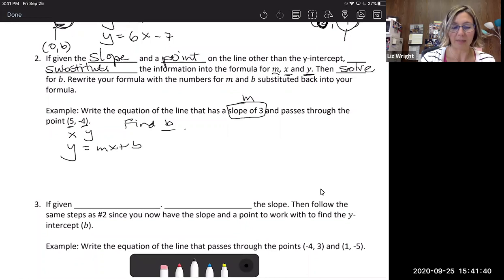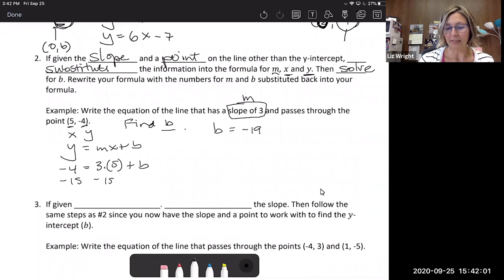So this time they gave us a y, which is going to be -4. And then they gave us the slope of 3, and they gave us our x of 5. And I'm just going to write plus b because that's what we're looking for. So here we're going to subtract 15 because 3 times 5 is going to give us 15. I'm going to subtract 15 from here, and my b is going to equal -19.